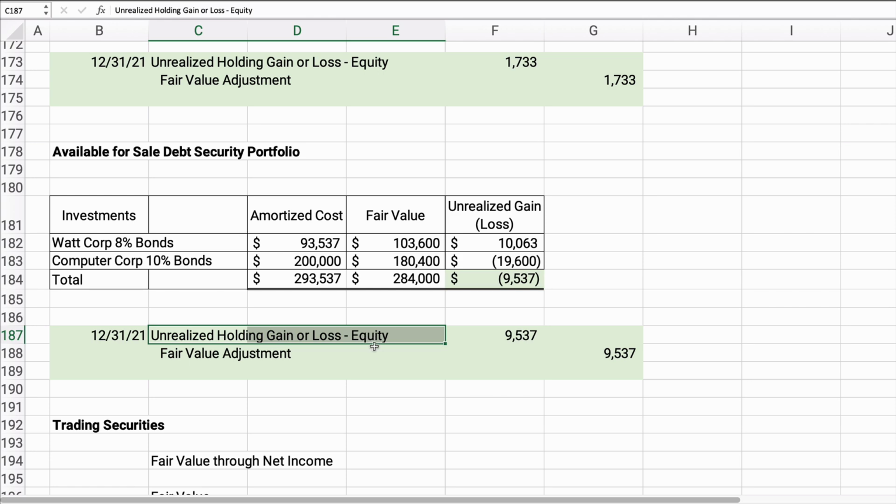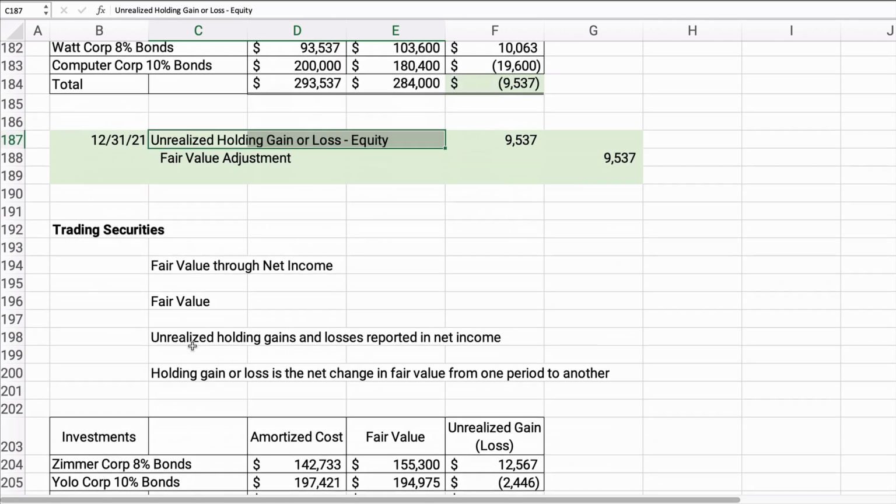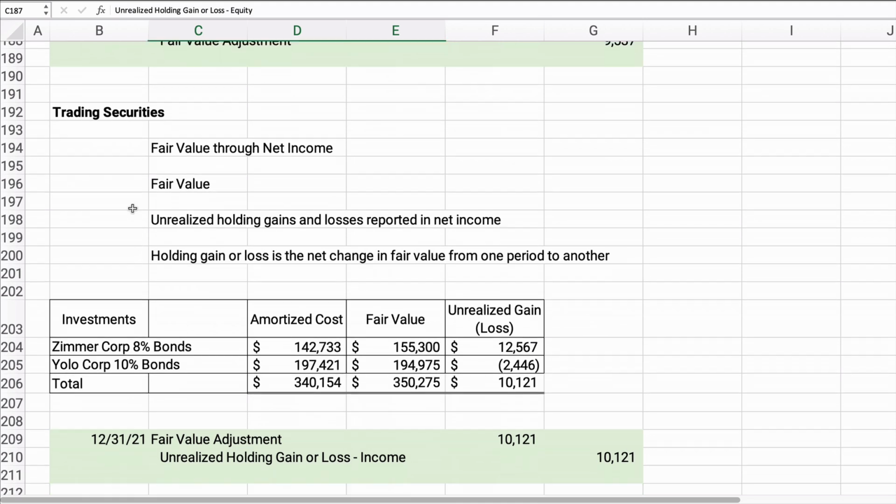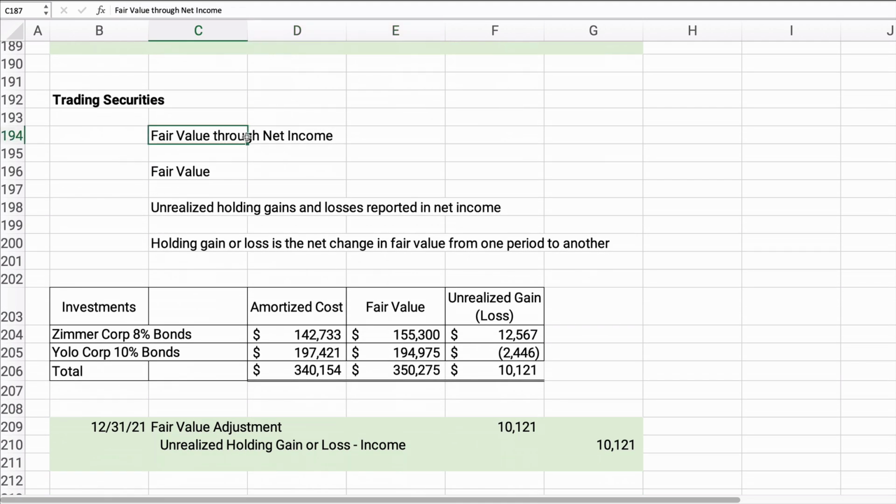Now all these are debt securities still. We got one more where you have trading securities. So this is fair value that shows up through the net income. So this is fair value shows up on the income statement rather than available for sale, which is fair value that shows up on your stockholders' equity.